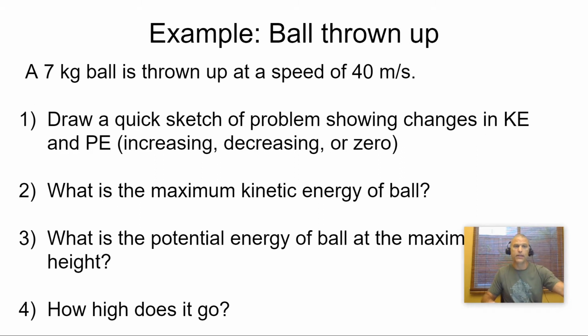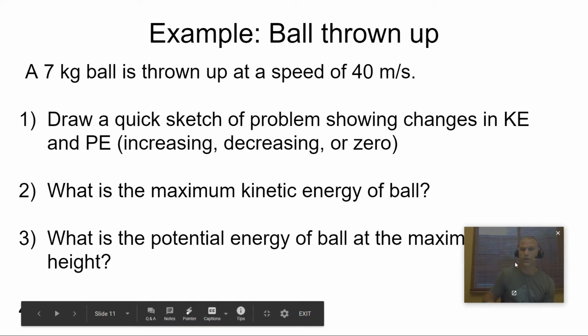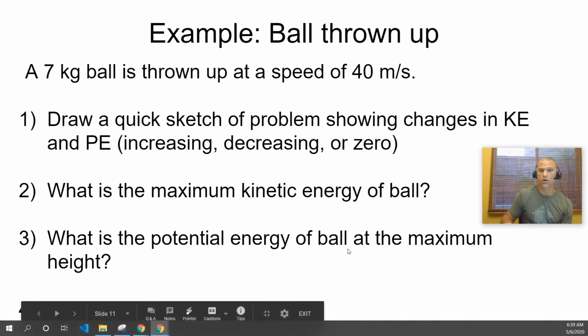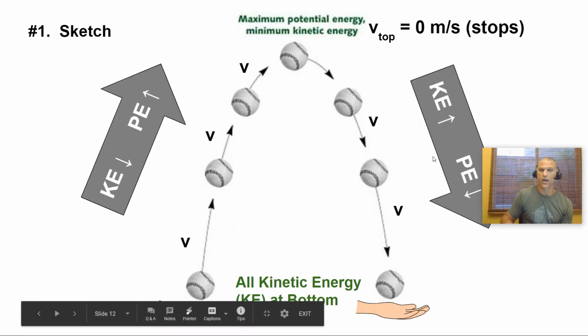The example is a ball. A 7-kilogram ball is thrown up at a speed of 40 meters per second. So we're going to start there. We're going to draw a sketch. We're going to find what is the maximum kinetic energy of the ball and where is that? What is the maximum potential energy of the ball and where is that? And then the last question is how high does the ball reach? It's being covered up right now, but we'll see that.